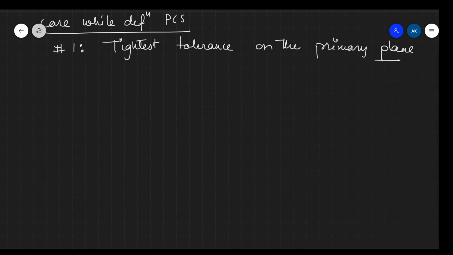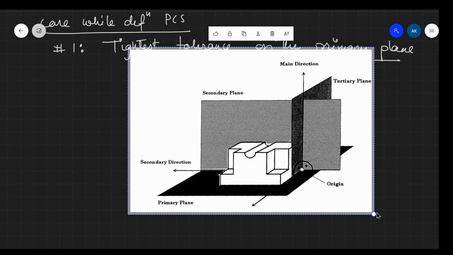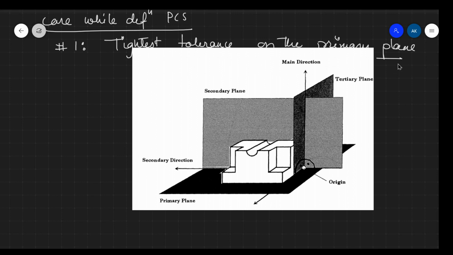Generally we take the datum as the first primary plane, but still I will show you: suppose this is a prismatic job and this is the primary plane. This is the datum plane, parallel to the CMM and in contact with the working space of the CMM. So this plane will have the tightest tolerance and will be taken as primary. Then secondary and tertiary you can choose. Generally the secondary is chosen with maximum area. It is easy to choose actually.